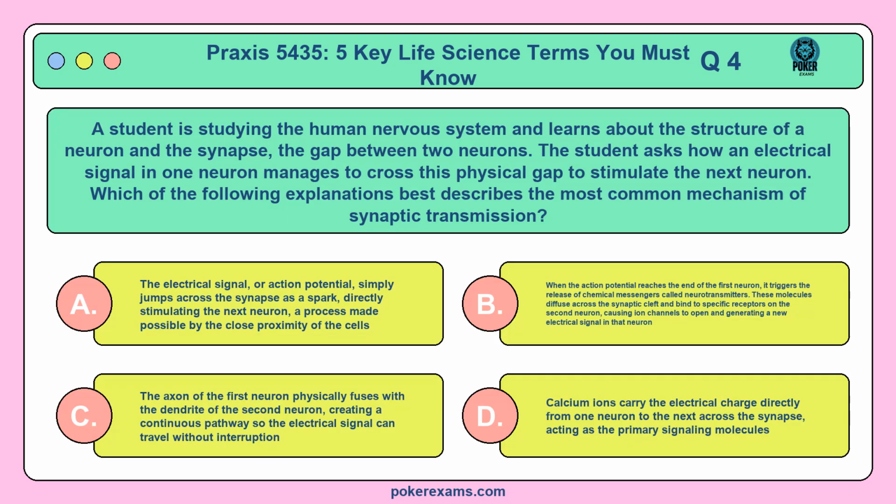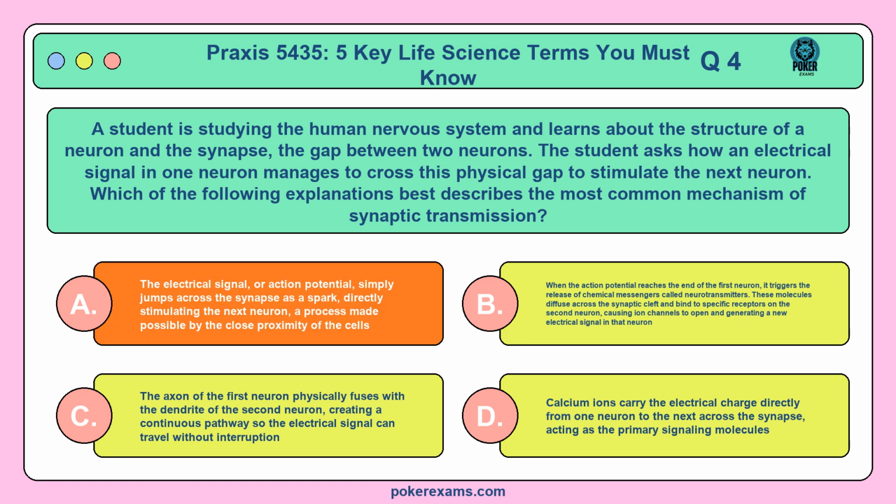Question 4. A student is studying the human nervous system and learns about the structure of a neuron in the synapse, the gap between two neurons. The student asks how an electrical signal in one neuron manages to cross this physical gap to stimulate the next neuron. Which of the following explanations best describes the most common mechanism of synaptic transmission?